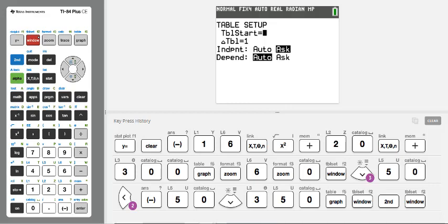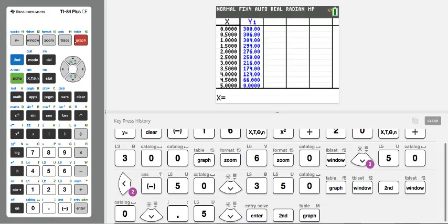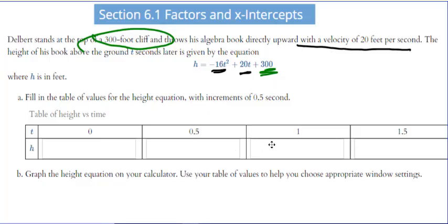You can start it at 0, and you can step it by 0.5. I'm going to set auto, and then if I look right here, it has all the values that I can use to fill in this table. Okay, so we have to worry about that.